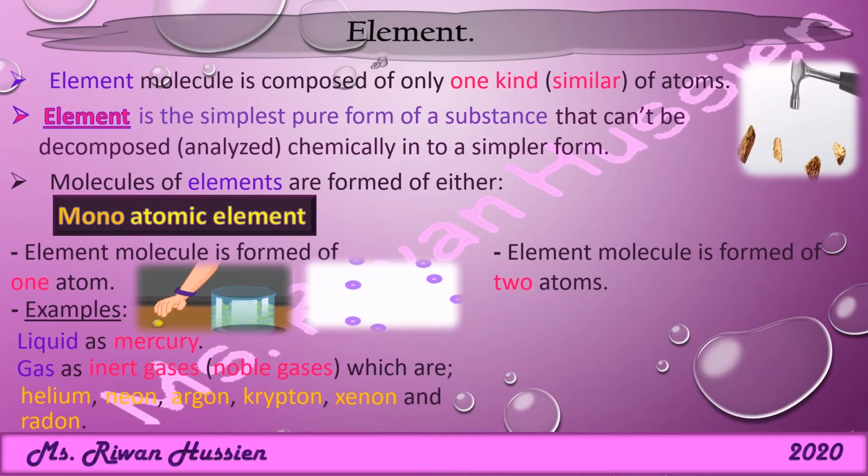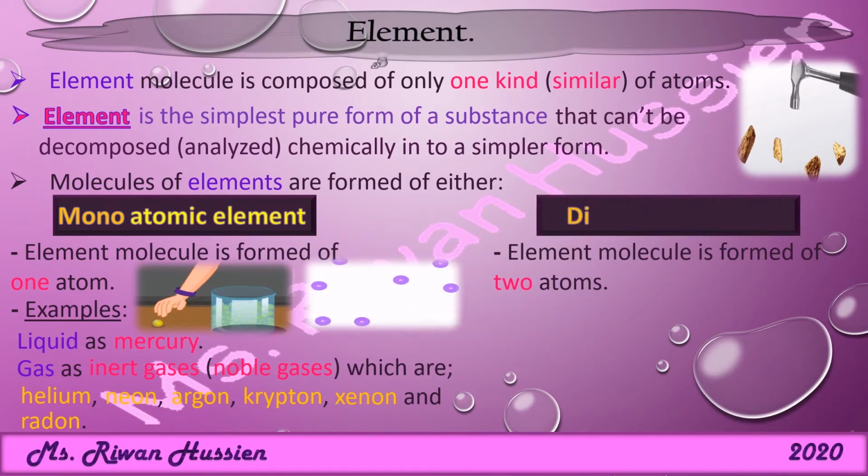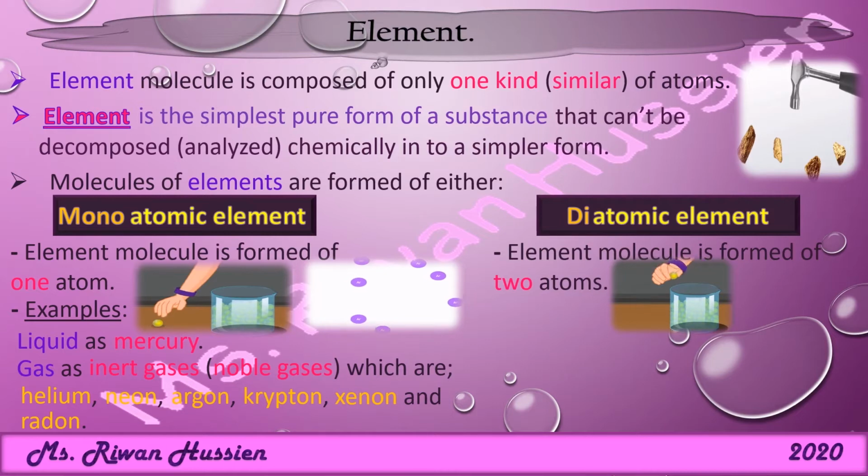When the element molecule is formed of 2 atoms, in Latin language 2 means di, so we call it a diatomic element. Let's use some colored beads to understand how diatomic elements look like. You know that diatomic element molecule is formed of 2 atoms. So here we go. 1 and 2 atoms put together to form a diatomic element molecule.